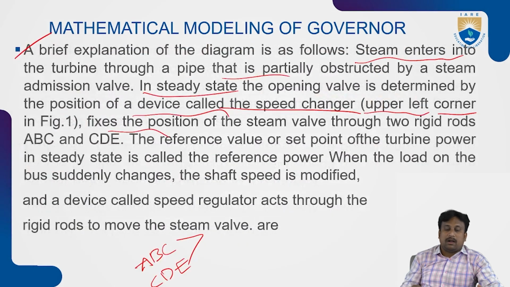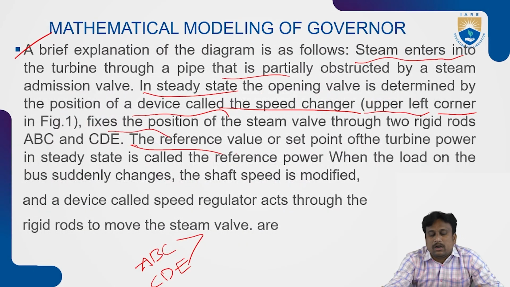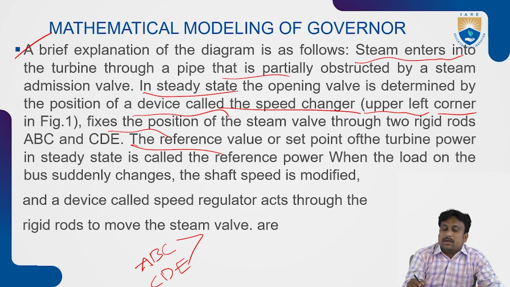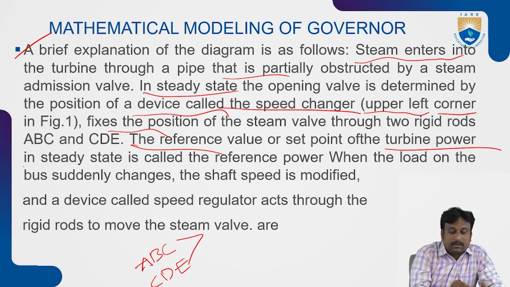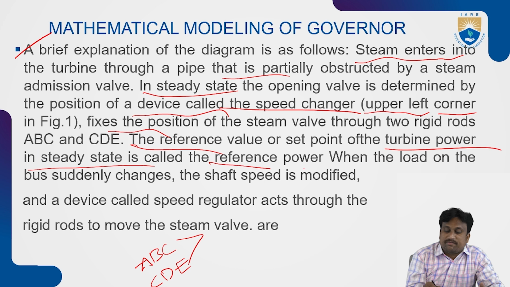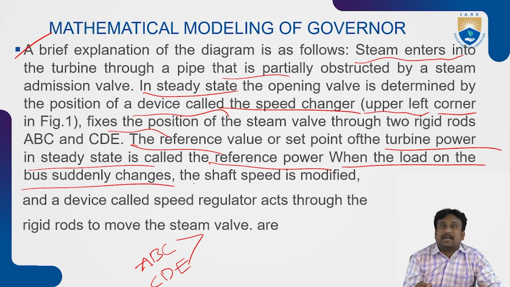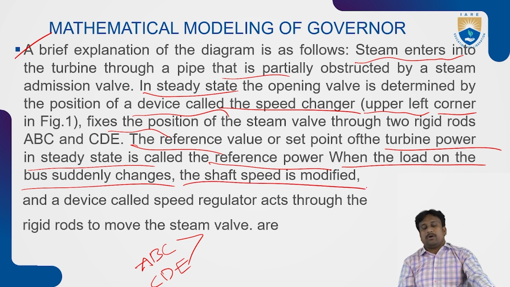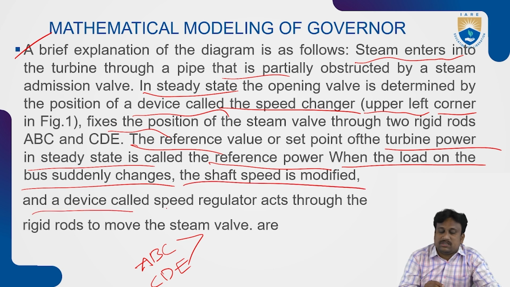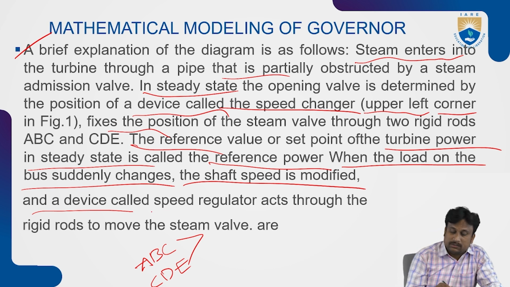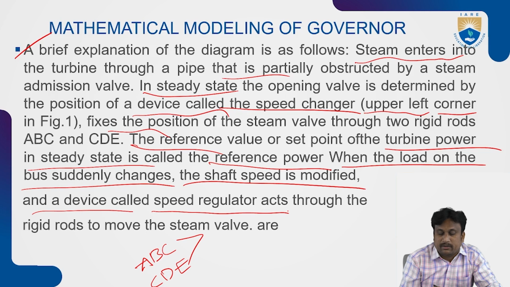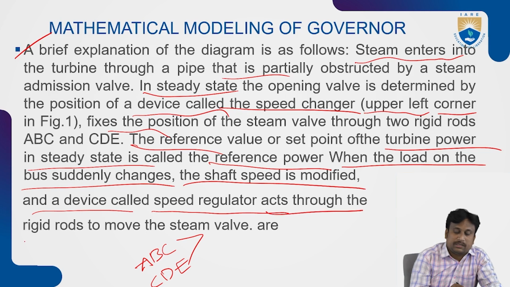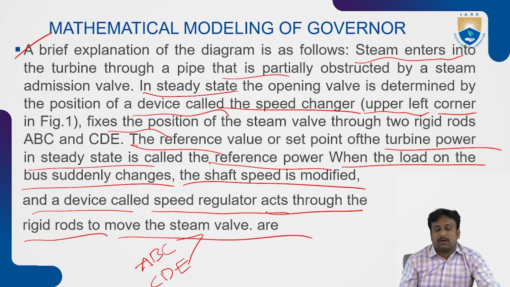So with this rod arrangement, the reference value or set point of the turbine power in steady state is called the reference power. When the load on the bus suddenly changes, the shaft speed is going to be modified. And a device which is used to control the speed of the system is named the speed regulator, which acts through the rigid rods to move the steam valve.